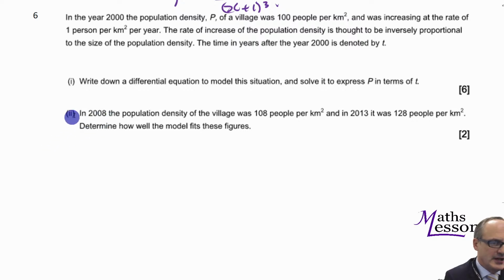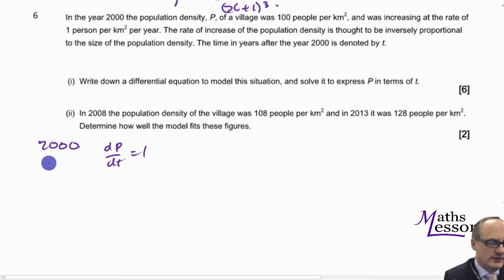So at the year 2000, we know that dP/dt at that point in time was equal to 1, and we know that P was equal to 100. The rate of increase of population density is thought to be inversely proportional to the size of the population density, so dP/dt is k over P.